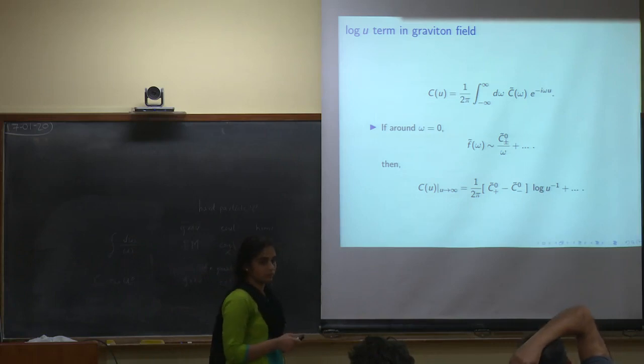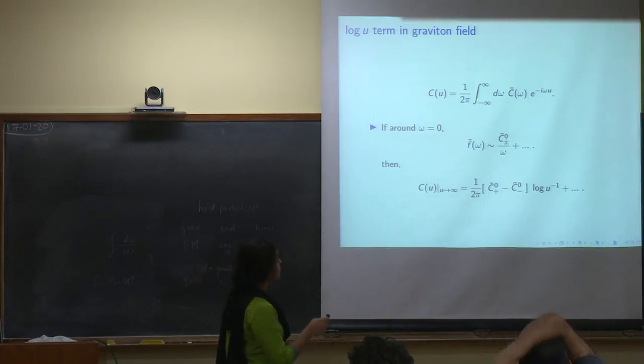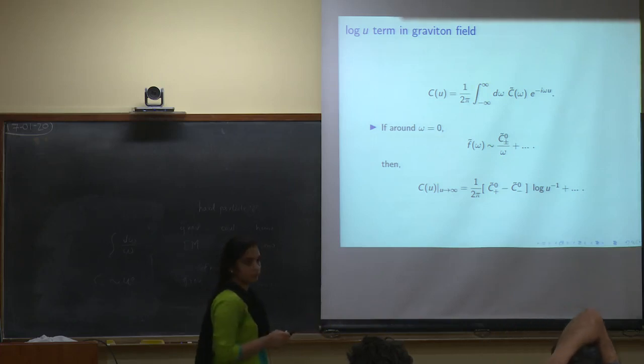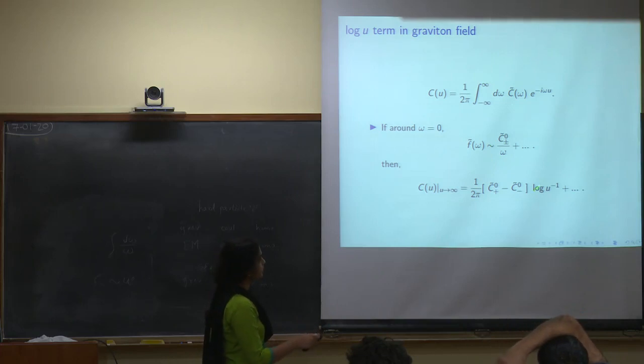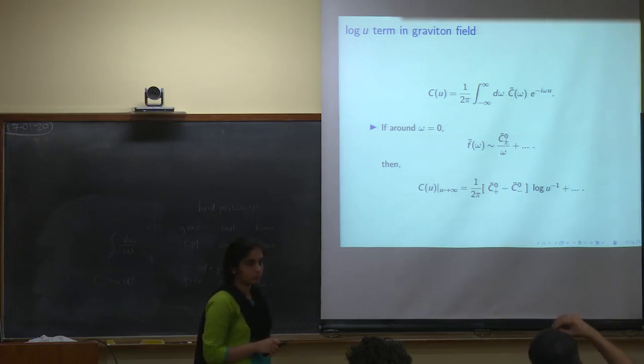What is plus minus again, please? Plus is from the positive side, and minus is from the negative side. This is just a simple statement that if it is discontinuous at omega goes to 0, then this term is non-zero. Discontinuity is the coefficient of 1 by omega.